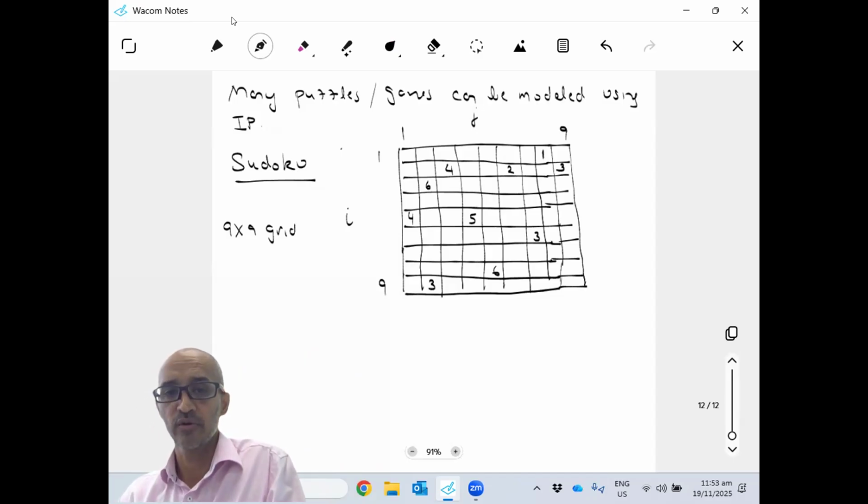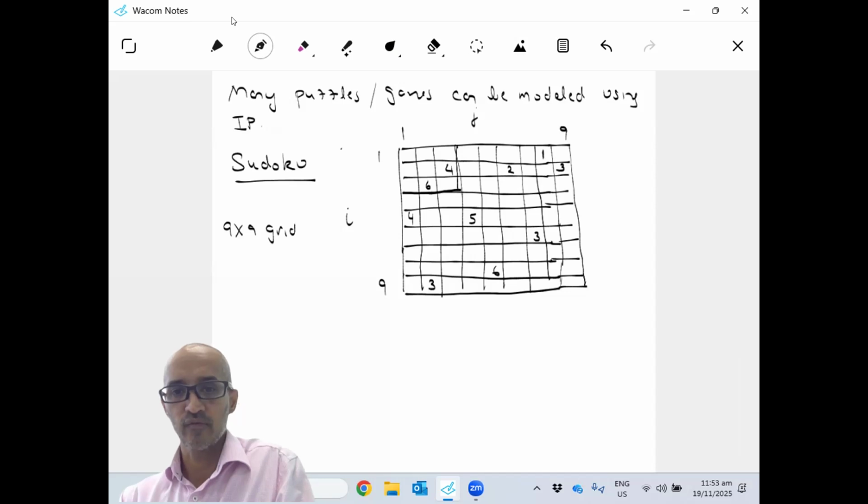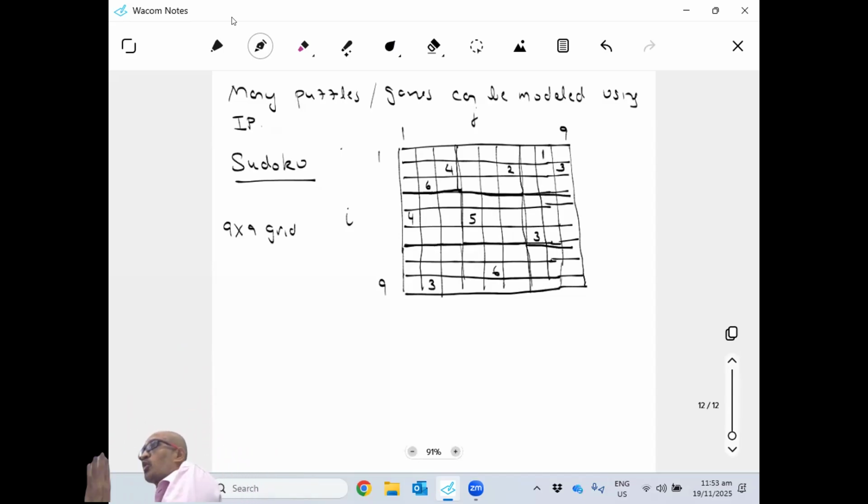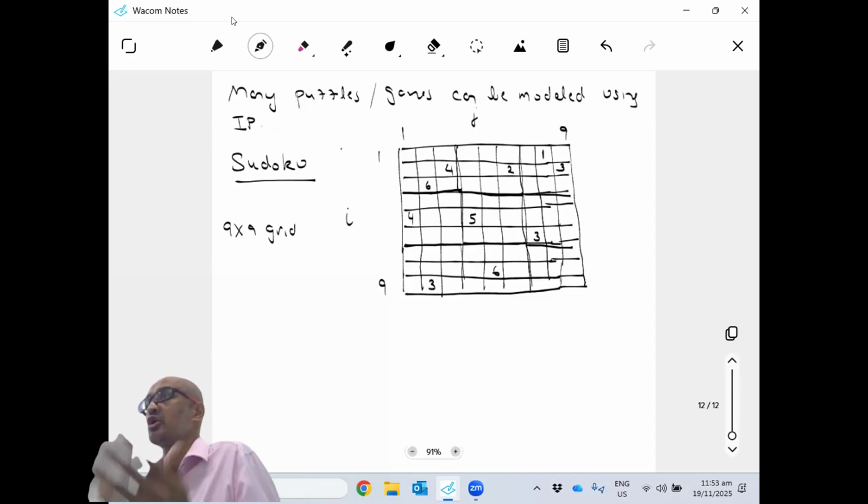Third rule is even within the sub blocks, so there are 9 such subblocks. If you take the 3 by 3 subblocks, within this subblock, the number 1 cannot occur again. 1 has already occurred. So numbers 1 to 9 have to occur once. These are the only rules. There's no other rule for Sudoku. Okay, you have to fill out the table.